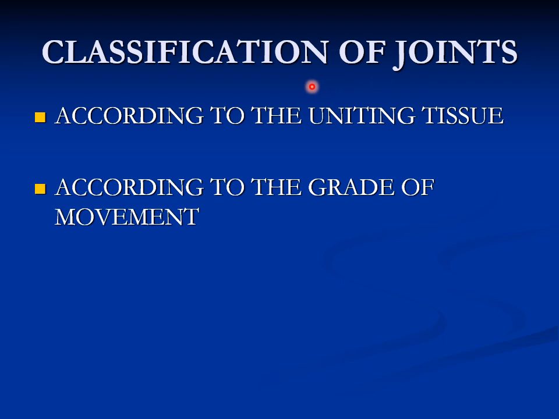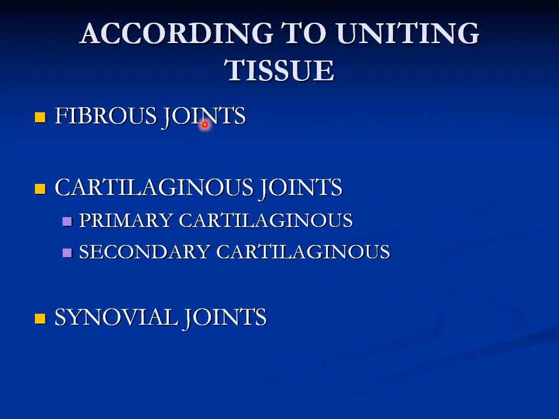So, the classification of the joints: we can classify the joints according to the uniting tissue, the union of the joint, and this union has different tissues which unite the bones together. Or we can also classify the joints according to the grade of the movements at different joints. So what is the classification and the types of the joints according to the uniting tissue?